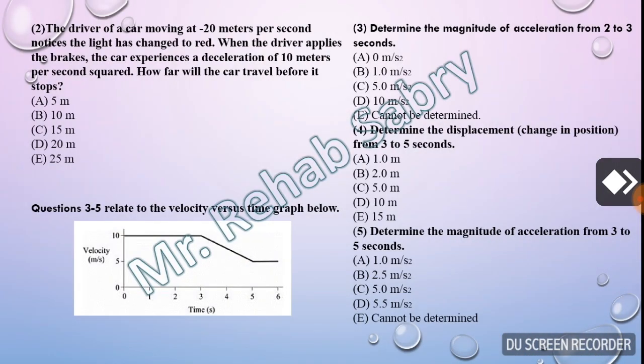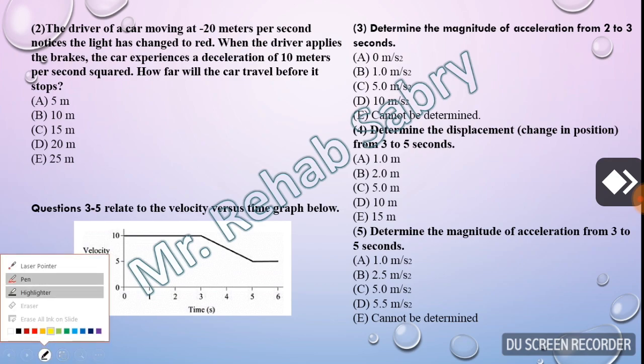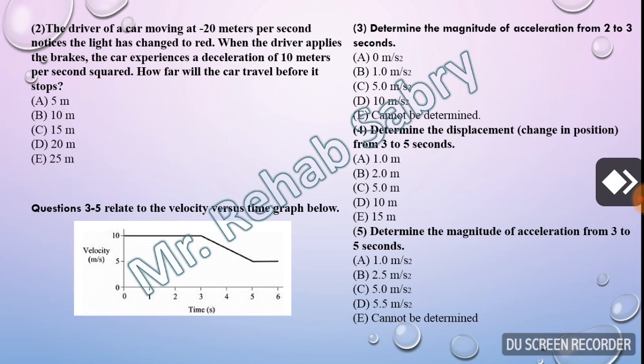Now we will study the second question. The second question says the driver of a car moving at, look, 20 or negative 20 meter per second. So here I have a given here.